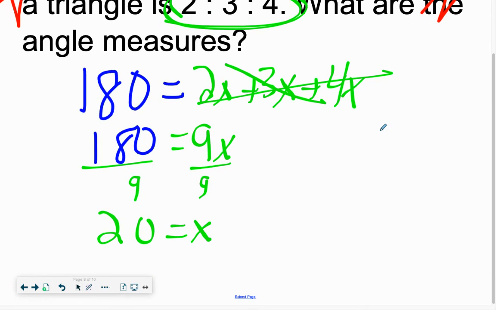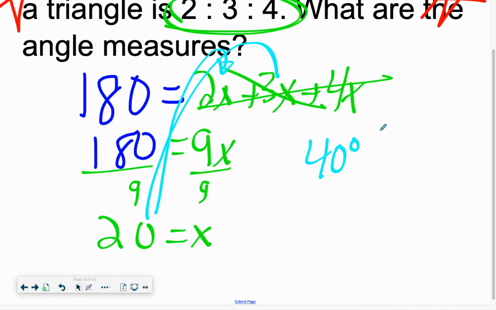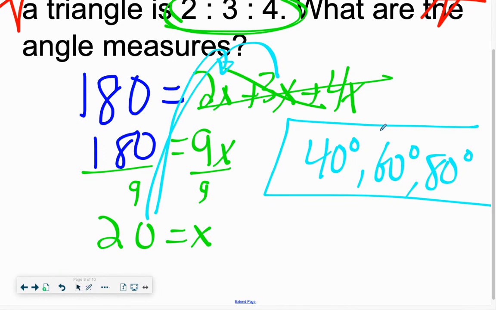Wonderful math. Now answer the question. If x is 20, then what is each angle? What is 2x? What's 2 times 20? 40 degrees. Good. What's 3x? What's 3 times 20? 60 degrees. And 80 degrees.